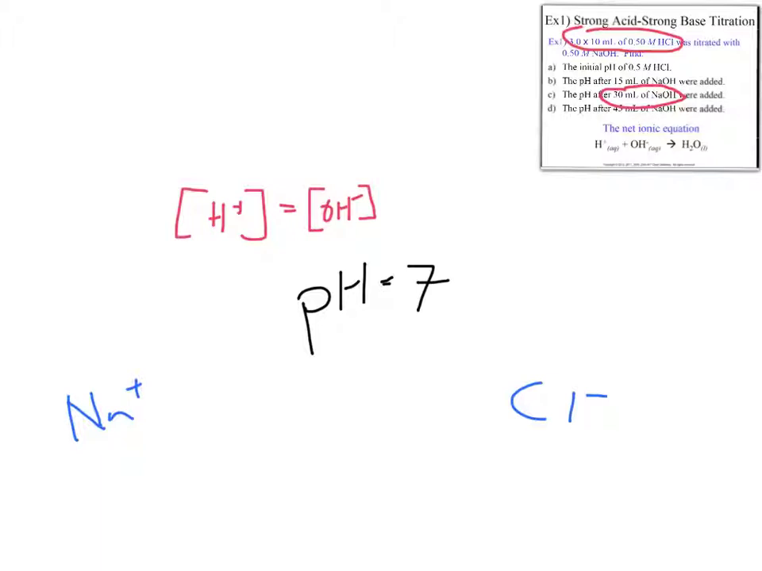Therefore, at the equivalence point when these two are equal, the pH will be 7 because neither one of these guys is going to hurt it. So now would be a good time to pause the video and see if you can figure out D on your own. So try it out and then resume the video and I'll just show the answers.